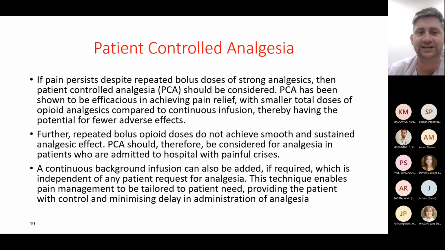As I said, we can add a continuous background infusion, which is independent of patient request for analgesia. So the technique enables pain management to be tailored to patient need, providing the patient with control and minimizing delay in administration of analgesia. For example, we often use a 1 milligram background with a 1 milligram bolus for those who are new to a PCA. If we have a high intensity user coming in because they're in frequent pain, we might have specially adapted prescriptions.